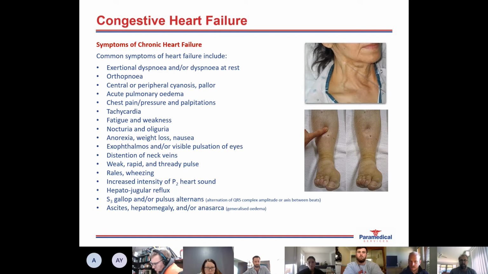Ascites, hepatomegaly and/or anasarca. So just generalized edema. The hepatomegaly is an increase in the size of your liver. You can see this also in the cardiac muscle and a few other muscles within the body that can be stretched and grown based on fluid accumulation or overworking.